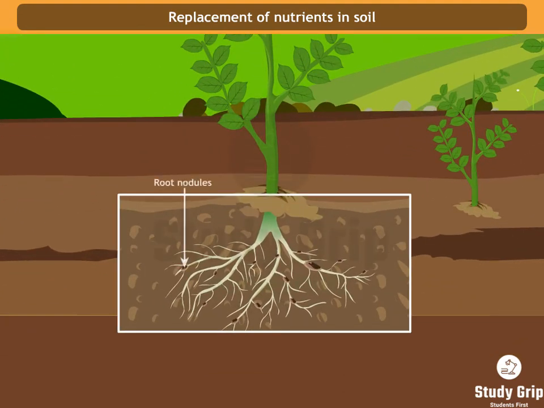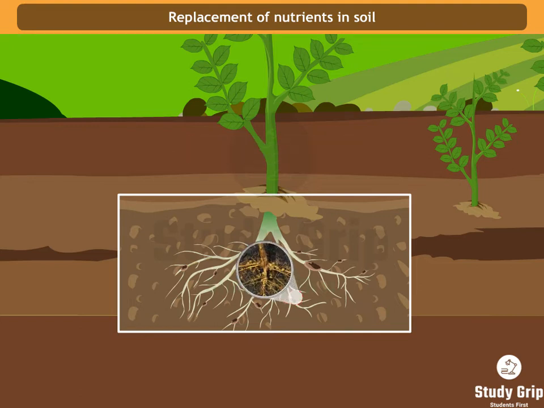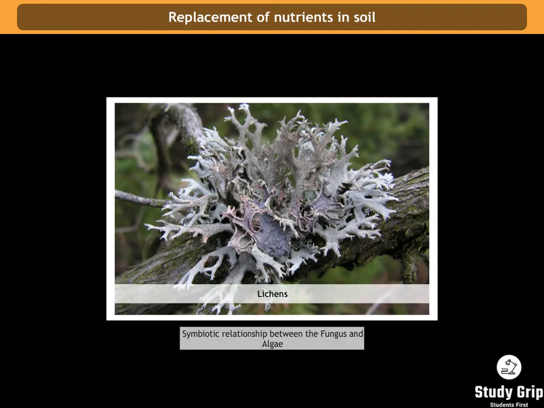Therefore, a rhizobium bacterium, which lives in the root nodules of grams, peas, mung beans, and other leguminous plants, fixes free atmospheric nitrogen into soluble form like nitrate and nitrite. The bacteria live in a symbiotic relationship with the roots of the plants. These plants provide food and shelter to the bacteria.